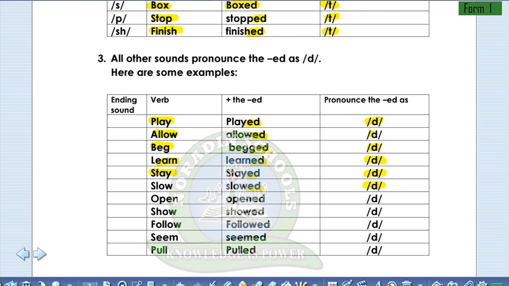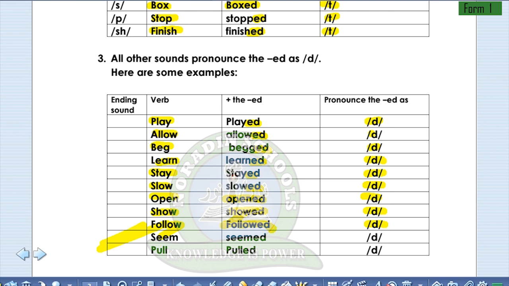Open. Don't say "open it," you say opened. We end it with D only, opened, no "it" is needed. Show, showed, showed, not "show it." Don't say "show it." You should say showed. Flow, flowed. Don't say "flow it." Say flowed. You add only D. Do not add ED.